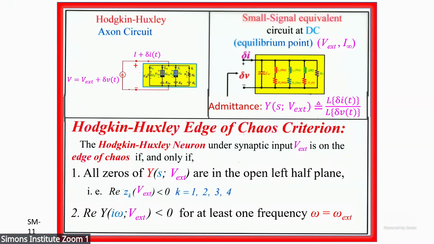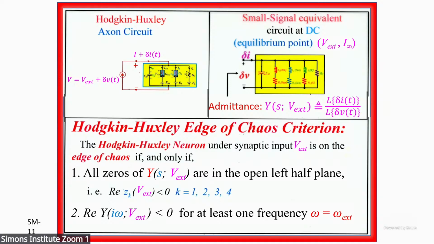Now I'm going to give you a glimpse of the edge of chaos in the form of a theorem here. The Hodgkin-Huxley edge of chaos criterion. It says that the Hodgkin-Huxley neuron under synaptic input V, the voltage out, is on the edge of chaos. So this is the theorem. But you can take this as a definition of what edge of chaos is, because this is the last part of my talk. Edge of chaos is going to be a very fundamental new concept for many of you.